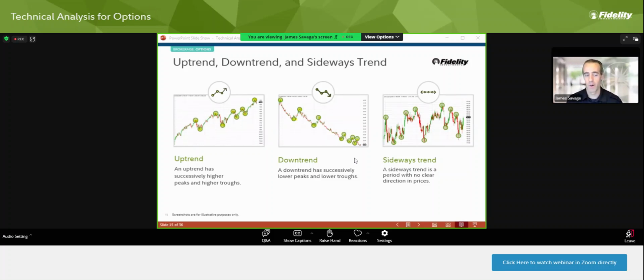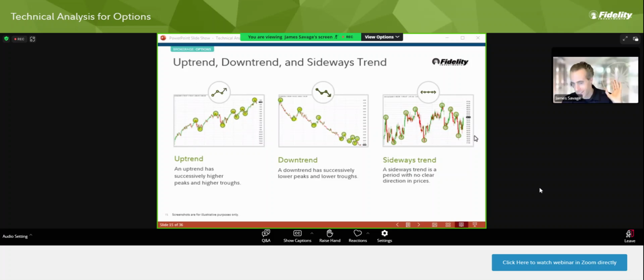Now we can be a little bit more particular with that. In the case of uptrends and downtrends, we want to look for higher highs and higher lows for uptrends, and lower highs and lower lows for downtrends. Sideways trend is exactly what it sounds like: no clear price direction, either up or down, hence the sideways fashion.